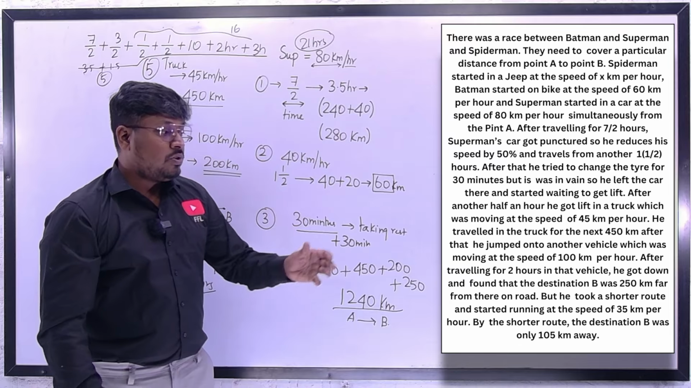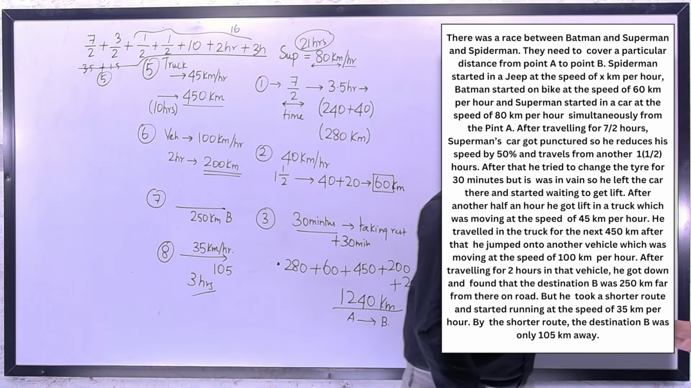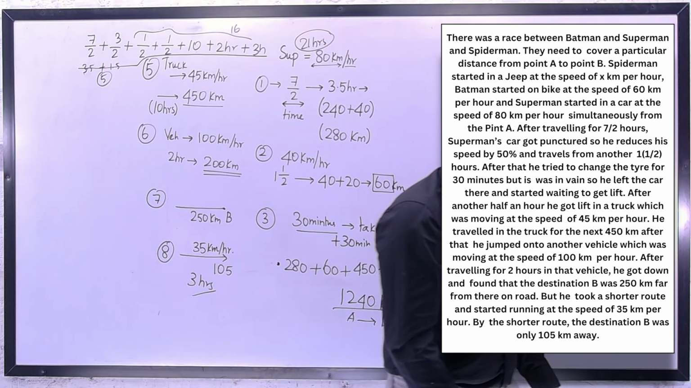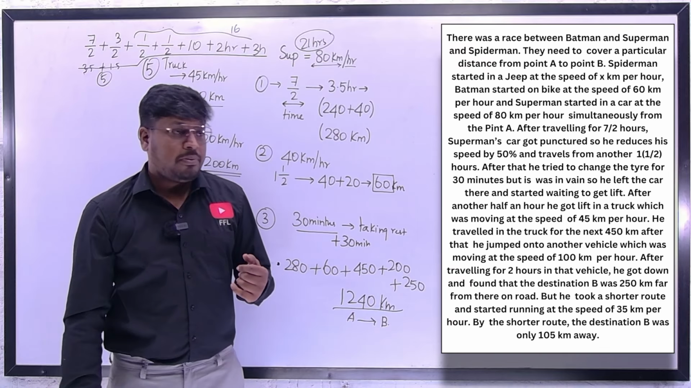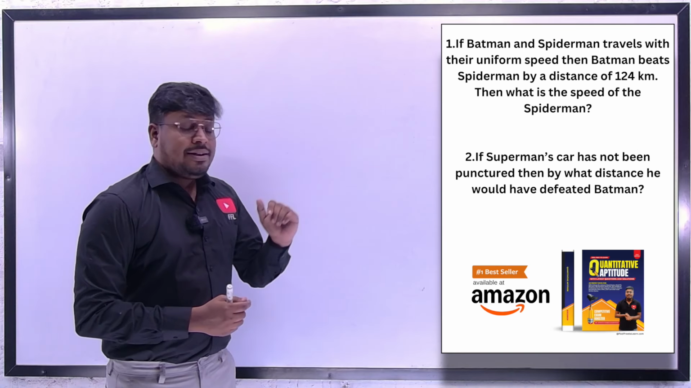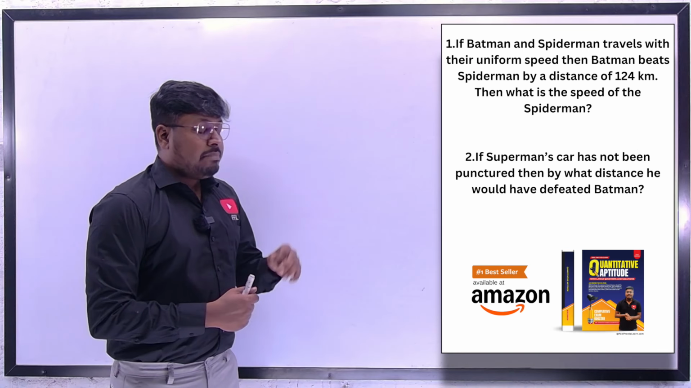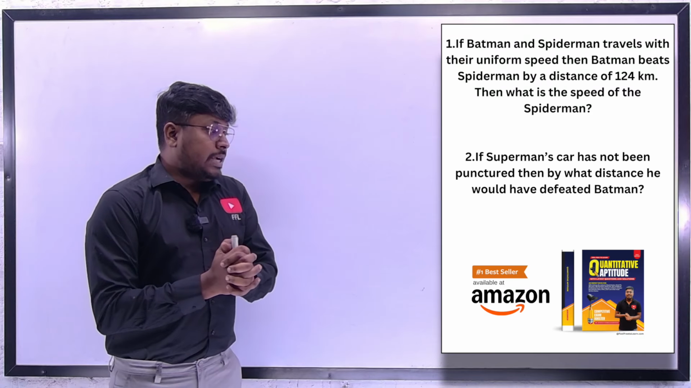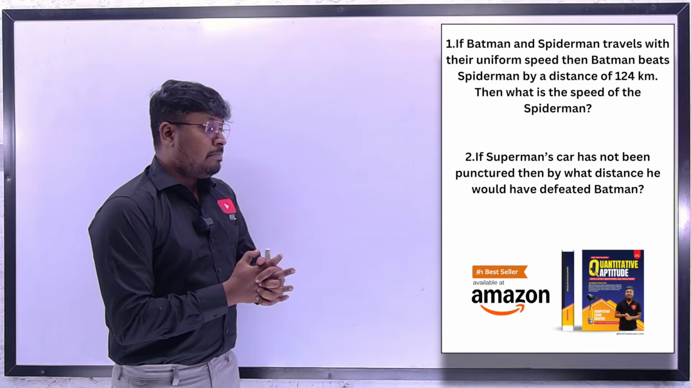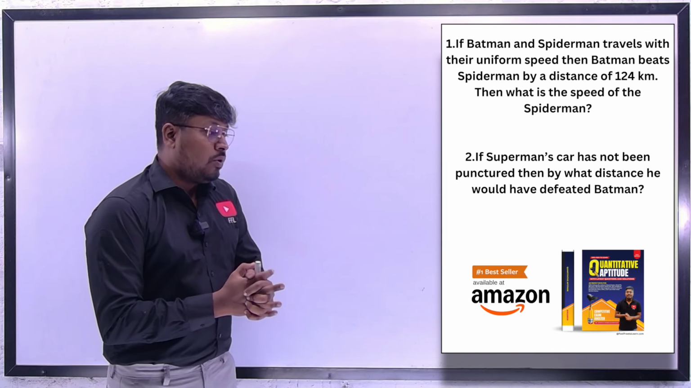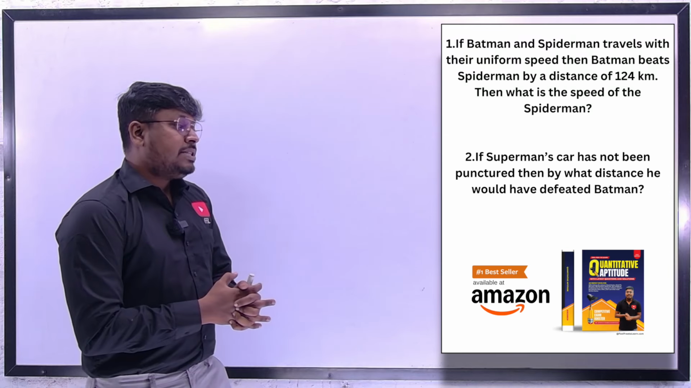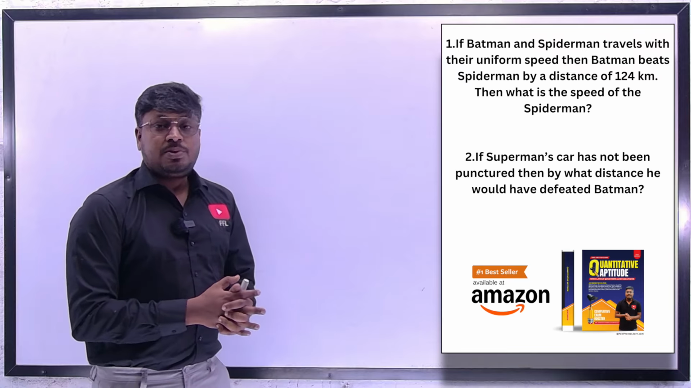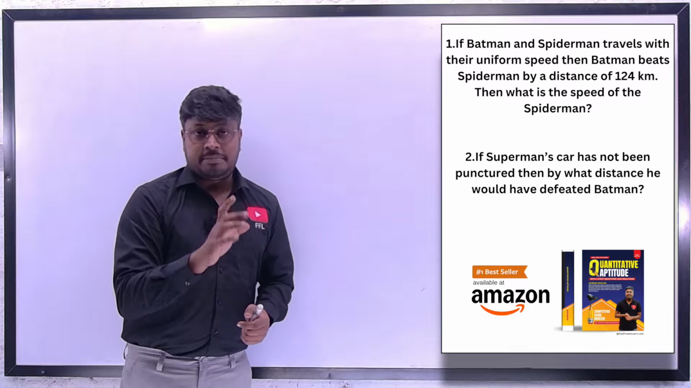So now let me move on to the questions. How many questions have they asked? Okay, only 3 questions based on this passage. So here is the first question. If Batman and Spider-Man travel with uniform speed and Batman beats Spider-Man by a distance of 124 kilometers, then what is the speed of Spider-Man? So friends, here our target is to find the speed of Spider-Man, right?